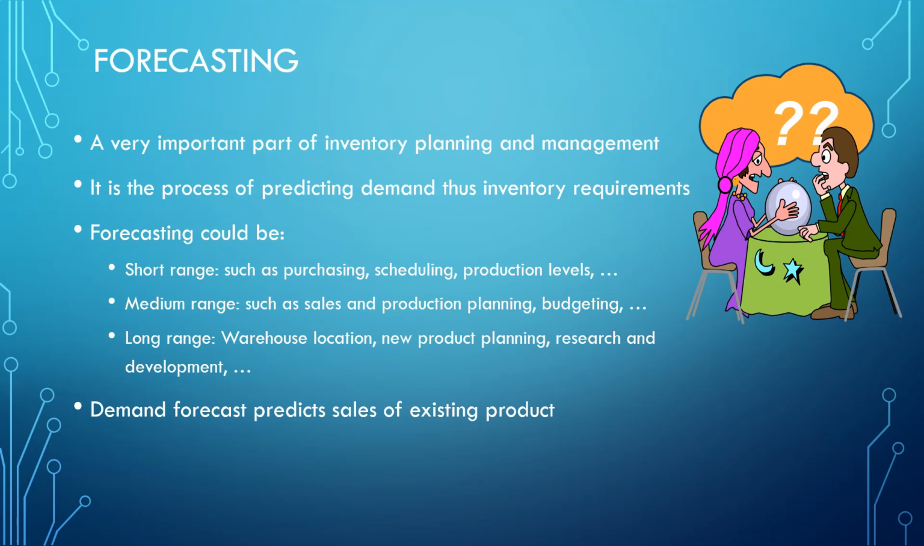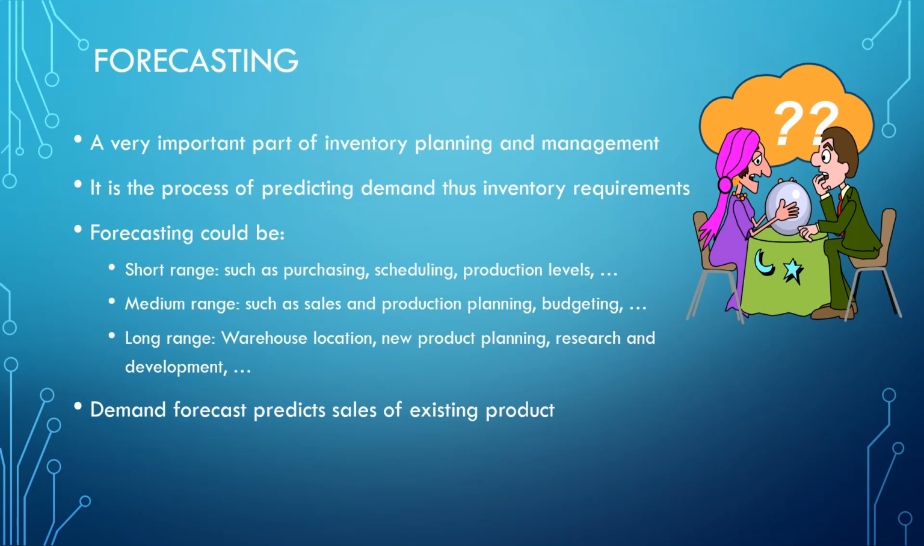The forecast can be within a short period of time, which is called short range. It can be medium and it can be long range forecast. For the short range, it can be up to 1 year, the medium from 1 to 3, and the long range will be more than 3 years.